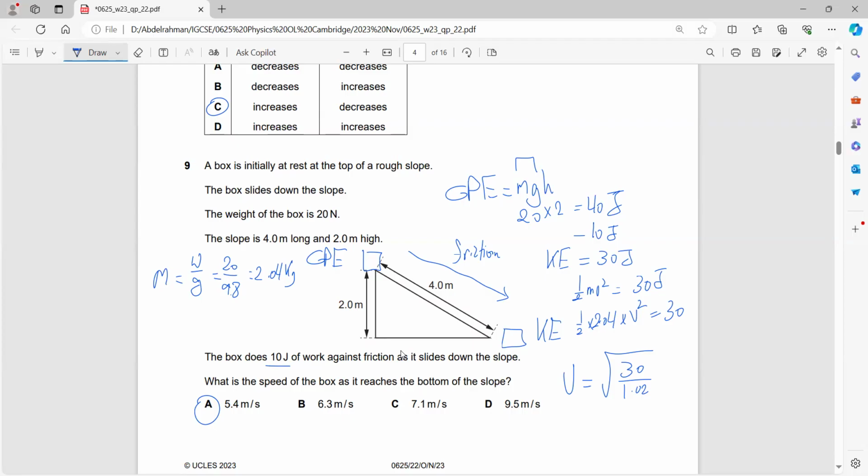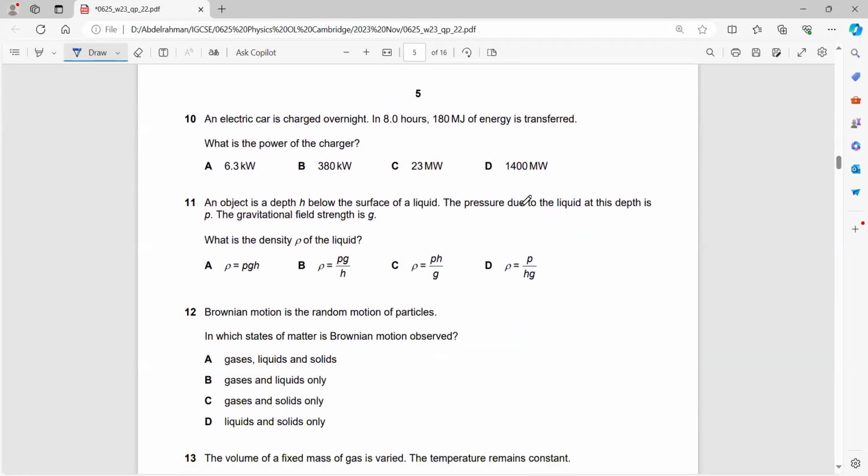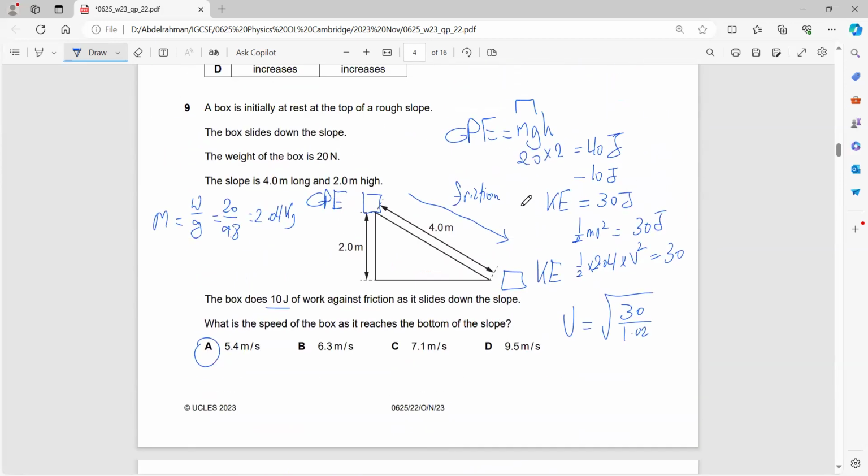This is a really interesting question. Please do try to solve it again. Next question. Question 10. Do you have any problems with this question? Question 9?